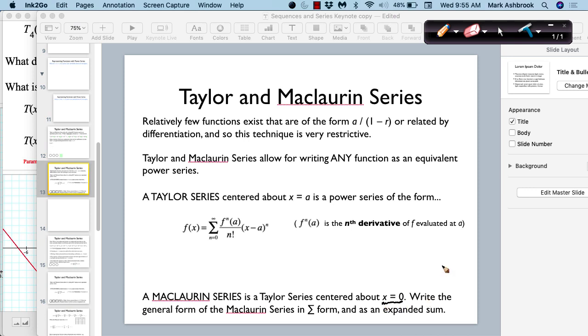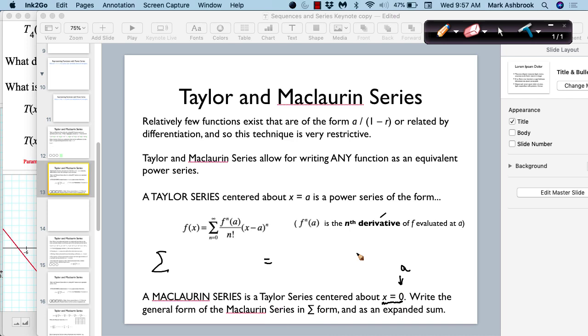So what I want you to do is write the general form of the Maclaurin series, both in sigma notation and then what it means. What it is, is a Taylor series centered at x equals 0. That's your a value. So write the general form of the Maclaurin series in sigma form, and then write it as an expanded sum. Go.